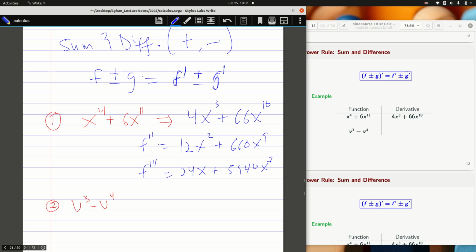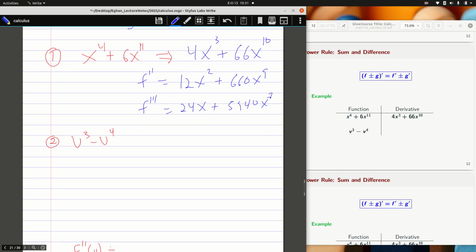Example 2. If I want to find the first derivative of this, the first derivative should give me 3v squared minus 4v cubed. The second derivative by the power rule should give me 6v minus 12v squared. The third derivative by the power rule should just give me 6 minus 24v.